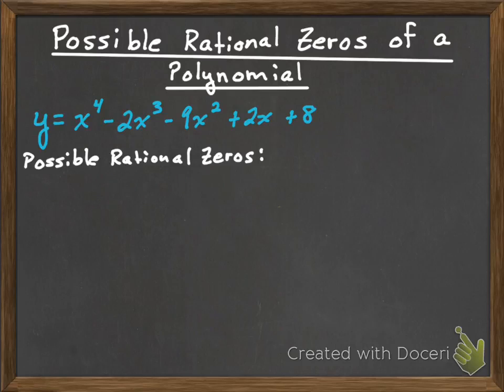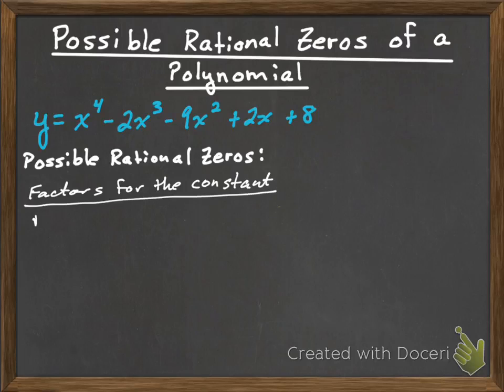So the first thing we're going to do is find out what the factors for the constant term are, and we're going to divide that by the factors of the leading coefficient.